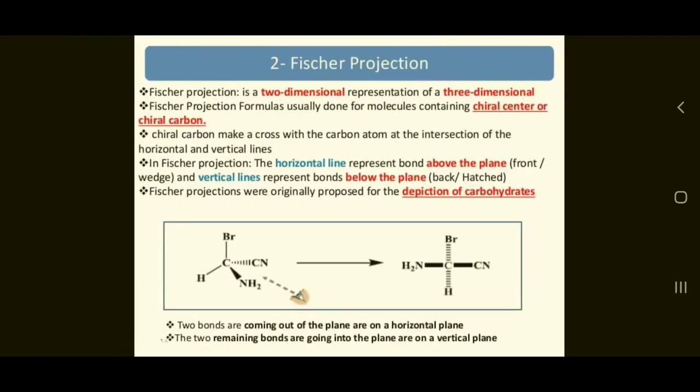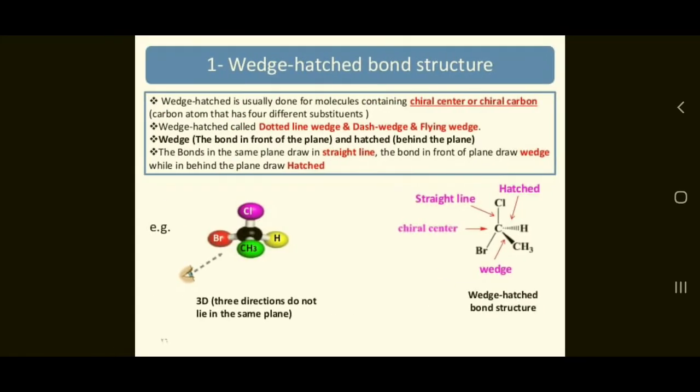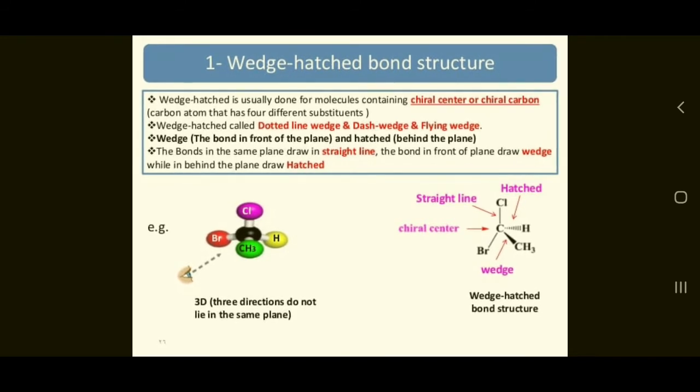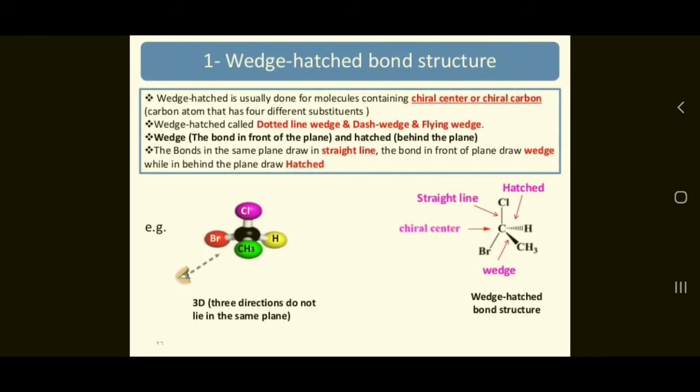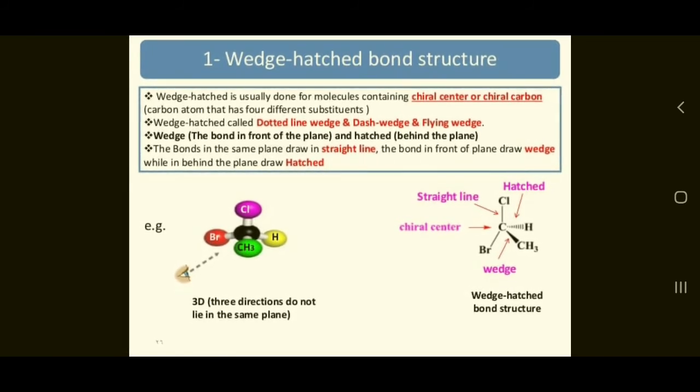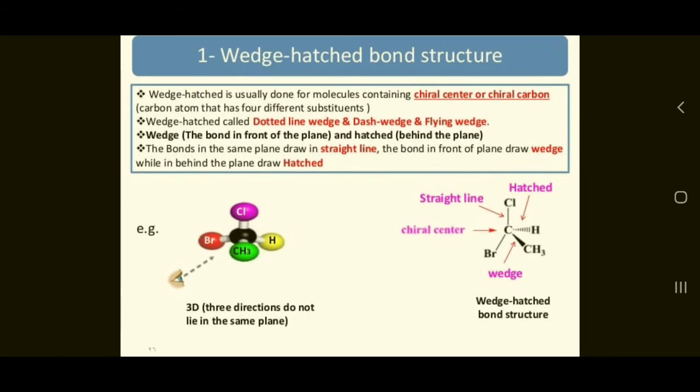next is the wedge-dash projection formula. In the wedge-dash projection formula, a solid wedge bond represents a bond projecting above the plane of the paper, that is, pointing toward the reader. The dashed line represents a bond below the plane, pointing away from the reader. Solid lines represent bonds in the plane of the paper.